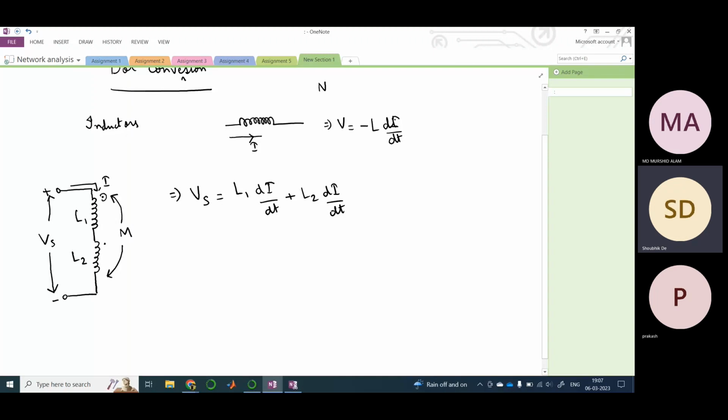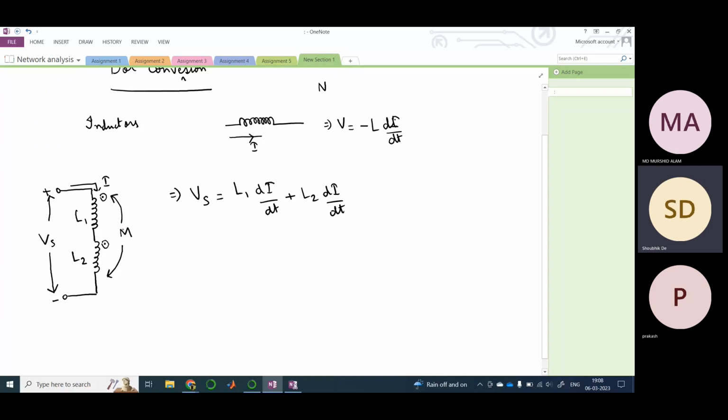But since we are given these two dots here, they do represent something. Basically, the meaning of this dot is that since the current is flowing through one of the inductors, it would induce some voltage in the other inductor and vice versa. Since current is flowing through inductor L1, it would induce some voltage in L2, and also since current is flowing through L2, it would induce some voltage in L1. So that is the basic physical interpretation of these dots.